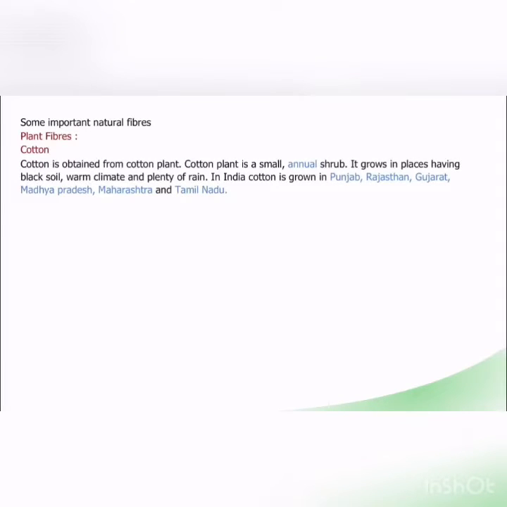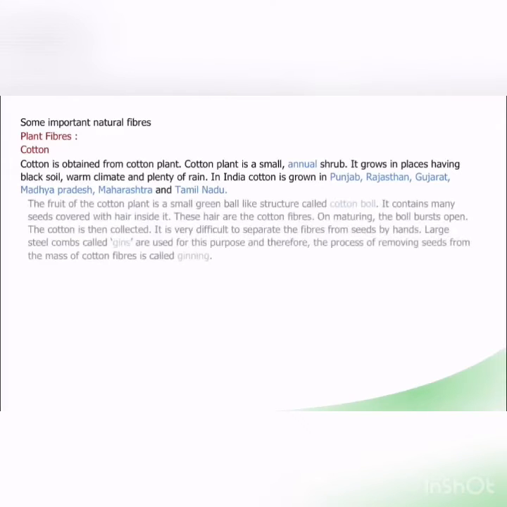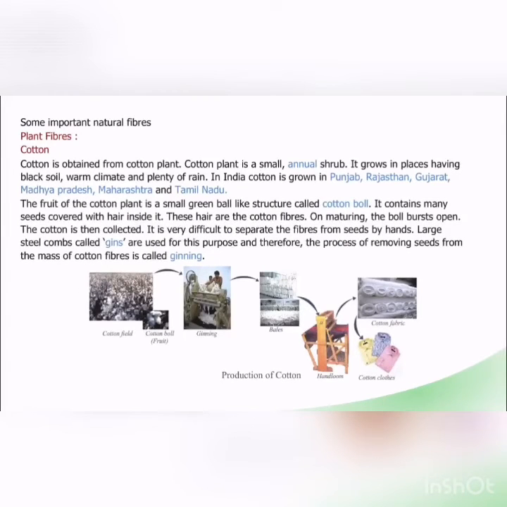Cotton plant is a small annual shrub. It grows in places having black soil, warm climate and plenty of rain. In India, cotton is grown in Punjab, Rajasthan, Gujarat, Madhya Pradesh, Maharashtra and Tamil Nadu. The fruit of the cotton plant is a small green ball-like structure called cotton ball. It contains many seeds covered with hair inside it. These hair are the cotton fibers.